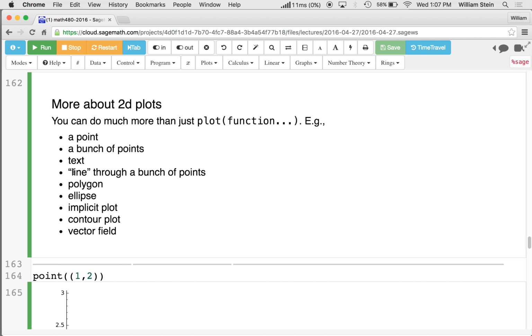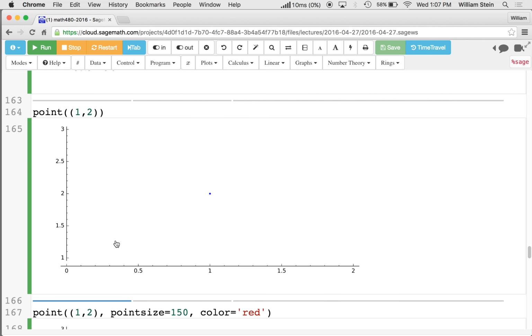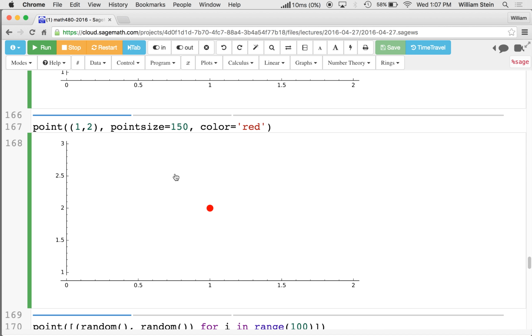And that can be really, really useful. I use that probably more than just normal plotting. You can draw polygons, ellipses, implicit plots I just showed you, contour plots, vector fields, etc. So let me just show you some things with the first of these. Here's a point. So right there. You can control the size of the point using the mysterious point size parameter and the color of the point.